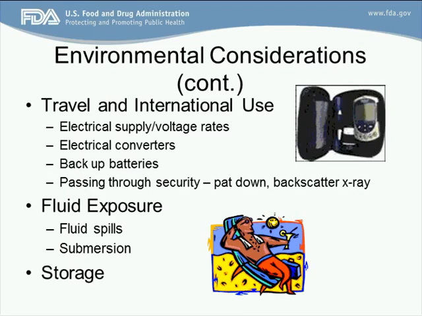And then finally, the other environmental considerations that you want to think about are the voltage, any converters that are needed for travel, backup batteries. If you're passing through security, is there a problem? Is there a problem with pat-down or backscatter or x-ray? Anything like that. Is that going to affect the device? And how much do you need to let the TSA know? We do talk about looking on the TSA website in there to find out what their newest rules are with that kind of thing. And also fluid exposure.